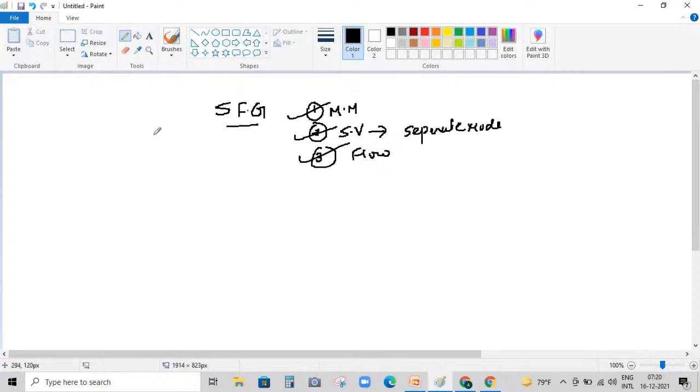For example, we discussed the concept of input node. So what is an input node? It is nothing but a node available in the signal flow graph which has only outgoing branches. That means this type of node has only outgoing branches. They don't have any incoming branches.